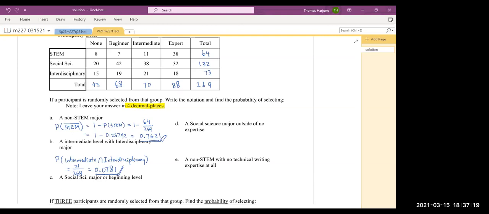She's right here. Okay, part C, probability that it is social science or beginning level. Okay, social science, this is an or. So it's social science, this guy here, or beginning level. Right?